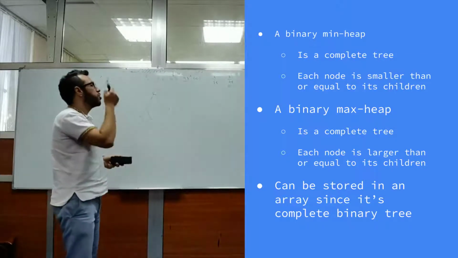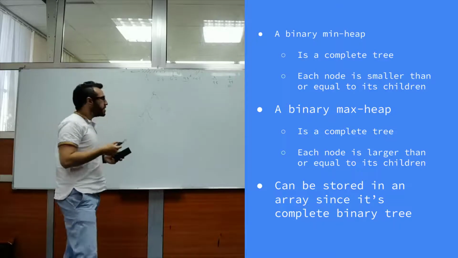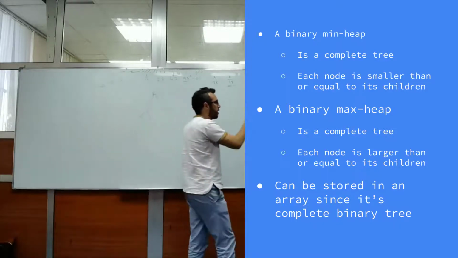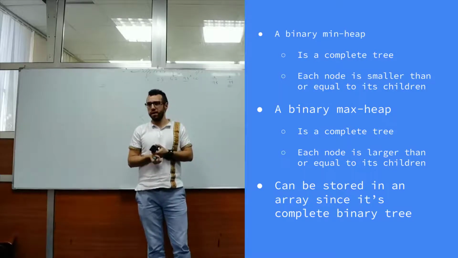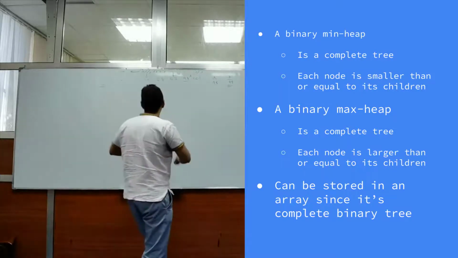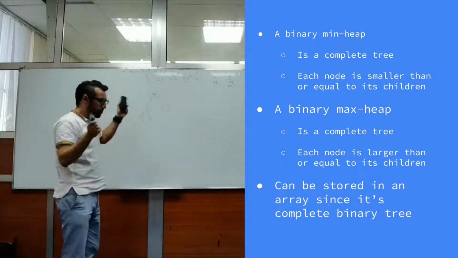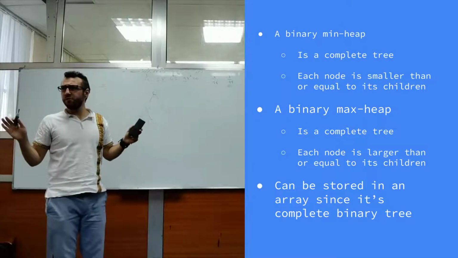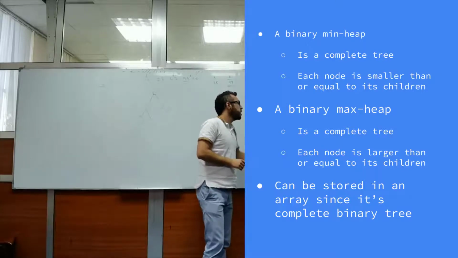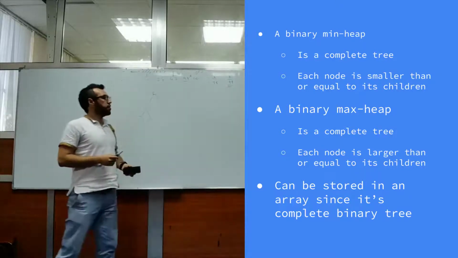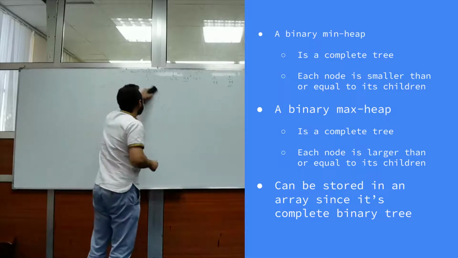So the beauty of completeness is that since no nodes inside are skipped, actually we can keep that structure in an array. We don't have to build nodes and then left, right, deal with pointers. No need for that. We can completely represent everything in an array. So let's do an exercise about it.